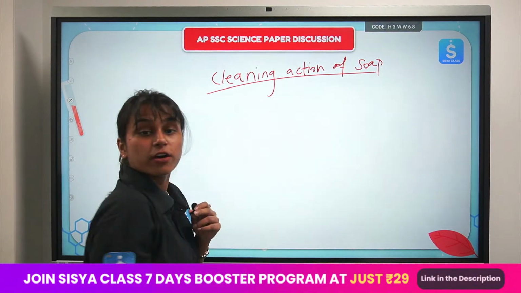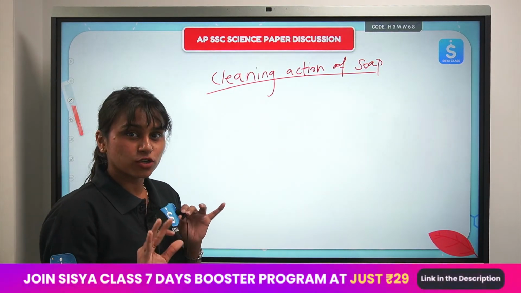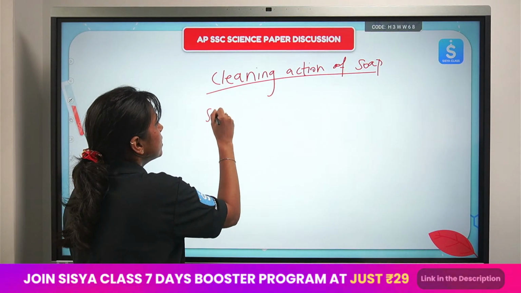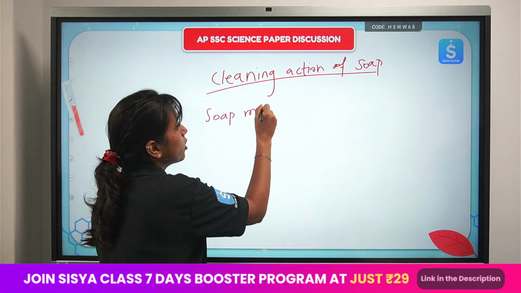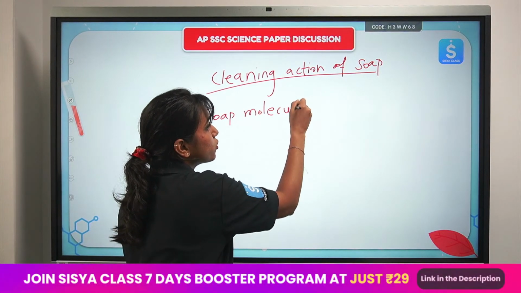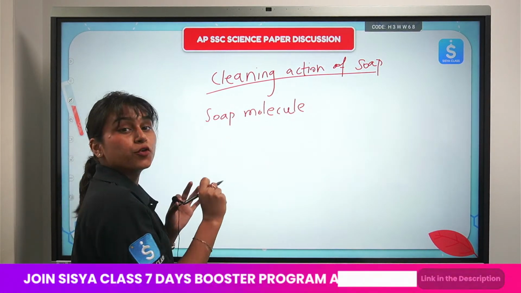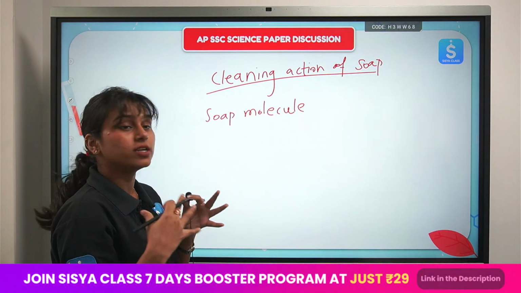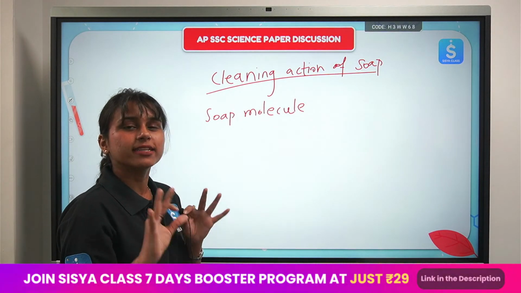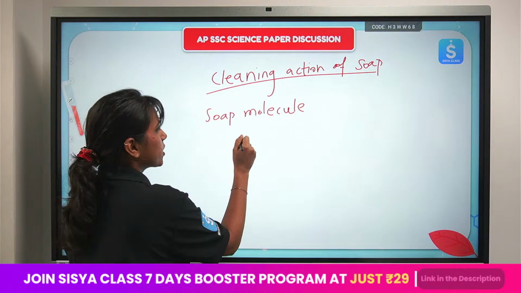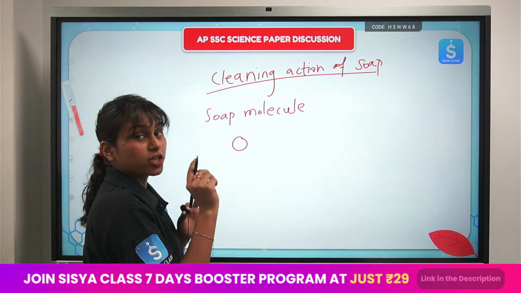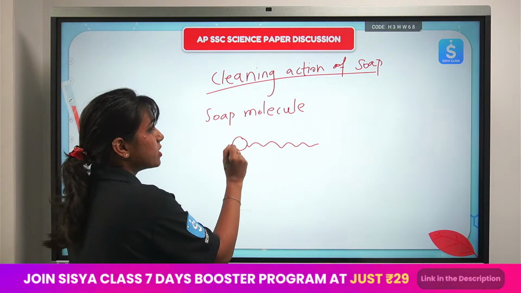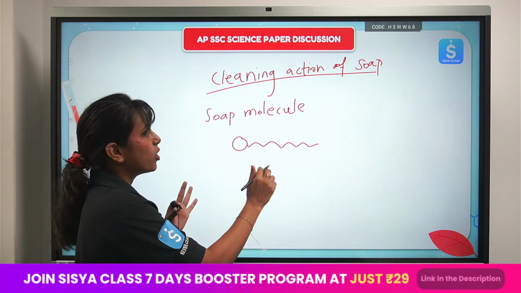Yes. So for understanding the cleaning action of soap, we should understand how the soap molecules look. So I am going to show you how a soap molecule looks. I am very sure you know this, but still, if you draw diagrams in your exam, it would be really helpful for the examiner. It also makes it easier for them to understand that yes, this child knows the answer. Okay. So the soap molecule has two different parts with different properties. This is somewhat what a soap molecule looks like.